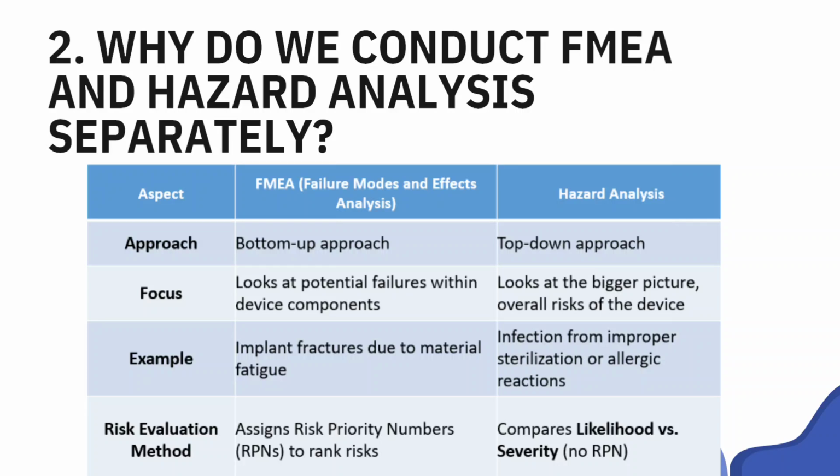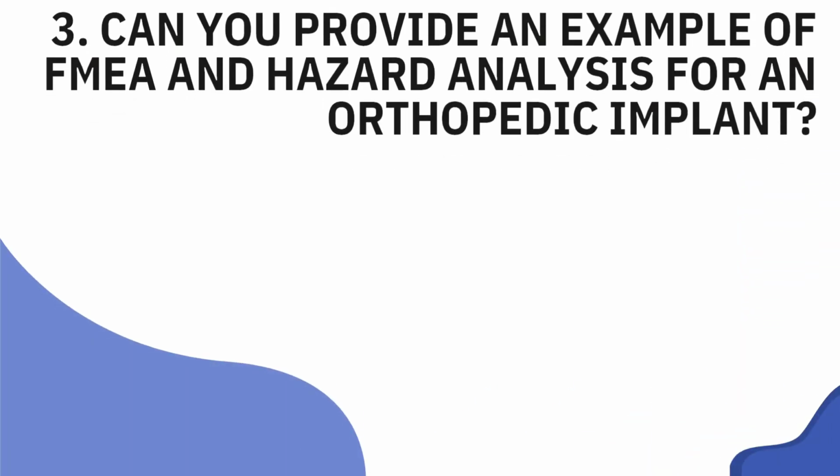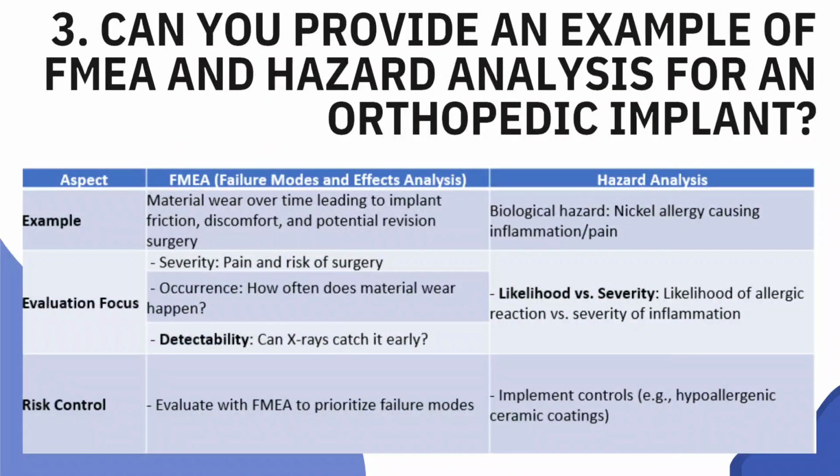As you said, both approaches serve different purposes, one focusing on component failures and the other on overall system hazards. That distinction is important in ensuring a thorough risk assessment. 3. Can you provide an example of FMEA and hazard analysis for an orthopedic implant? Absolutely. Let's take a hip replacement implant, a classic example.